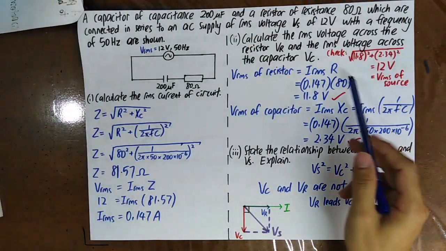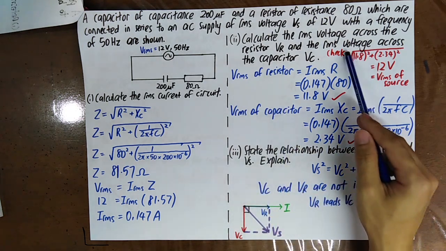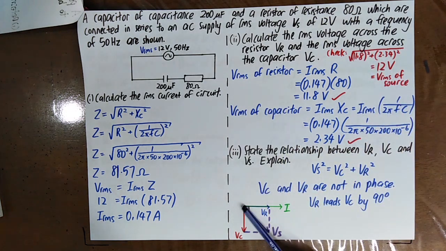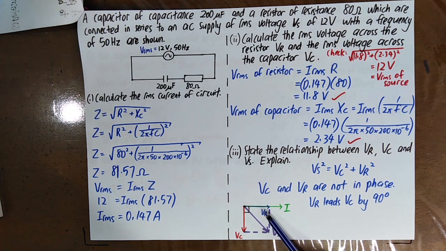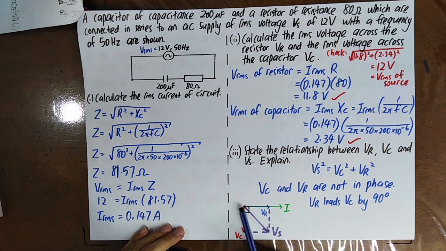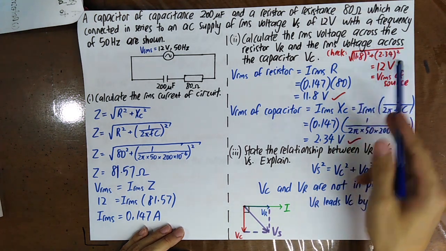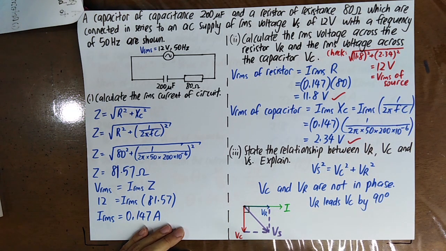But now they are not in phase, therefore you have to use this formula, because the phase angle is just 90 degrees. Then you can use the Pythagoras theorem, that is for a right angle triangle. Okay? So, state the relationship between VR, VC and VS. VS squared equals VR squared plus VC squared. If they are in phase, then only you straight away add them up. If they are not, then you use a trigonometry method to add them up.